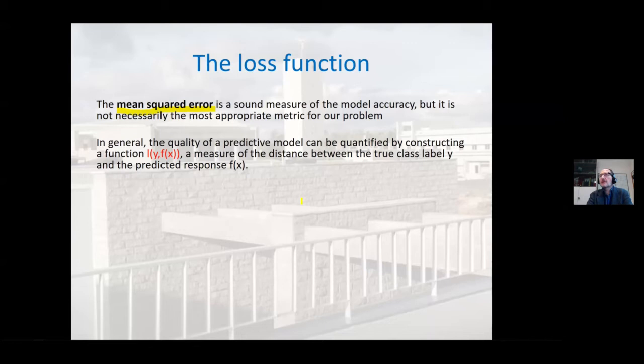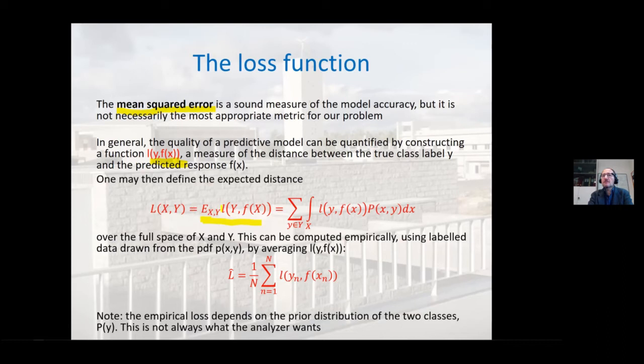In general, you can construct a loss function, which tells you how far your prediction is from your target. For instance, you could construct it as the expectation value over the full space of your loss function, the way you define it, weighted by the probability of the various data and the class labels. And you can compute this empirically by using your labeled data in your training sample by doing a simple average.